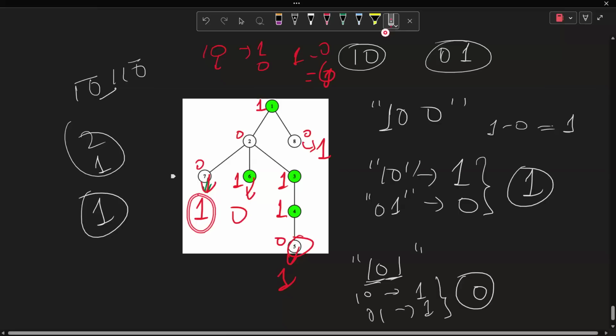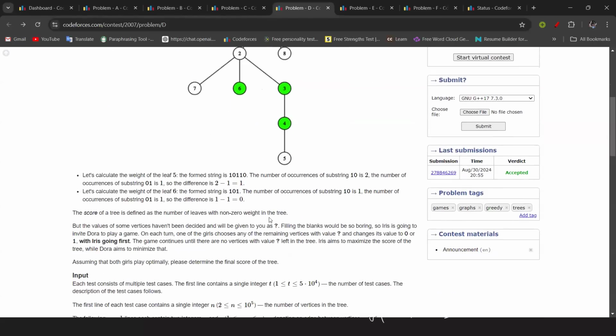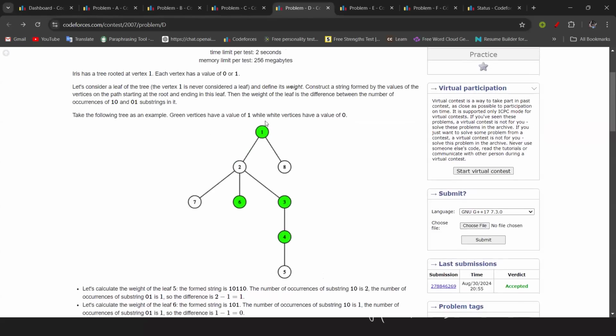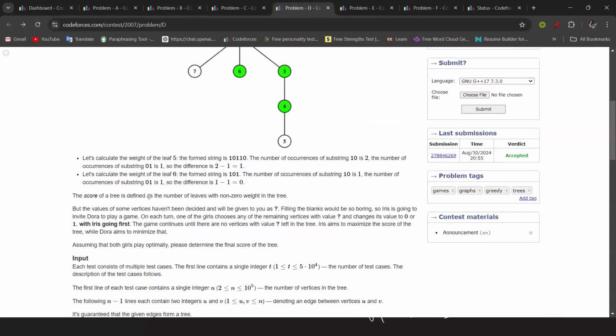So this leaf has a non-zero value, this has 0, this has non-zero, this has non-zero. So here there are 3 leaf nodes that have non-zero value. So the score of the tree would be 3. This is the final score of this tree. So that is what is explained here. This is how you compute the score of a tree.